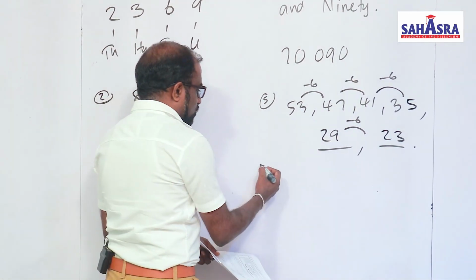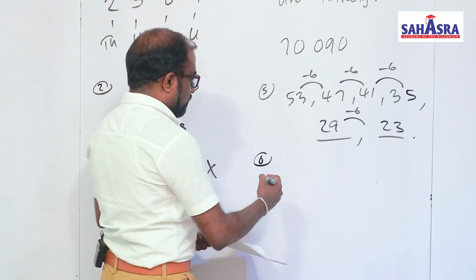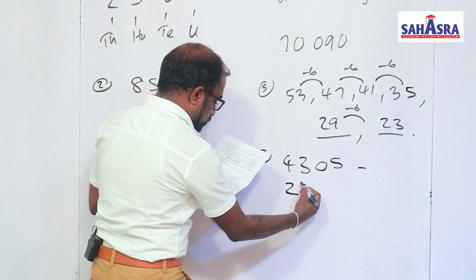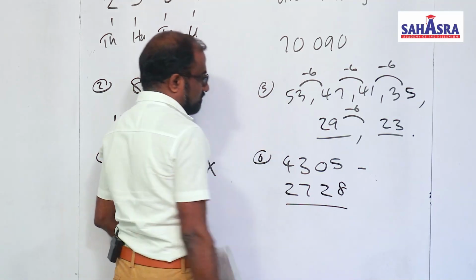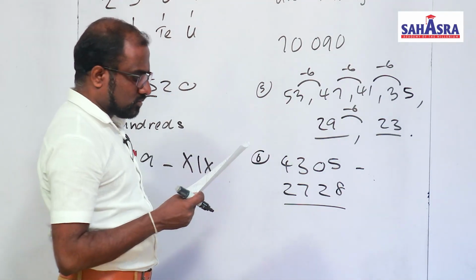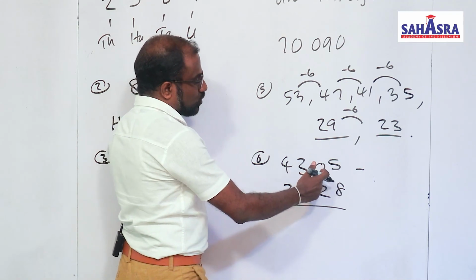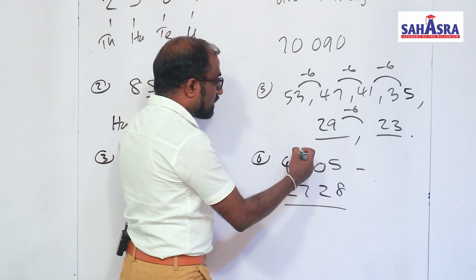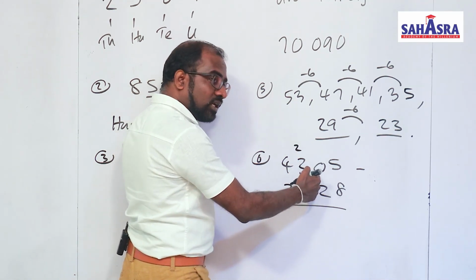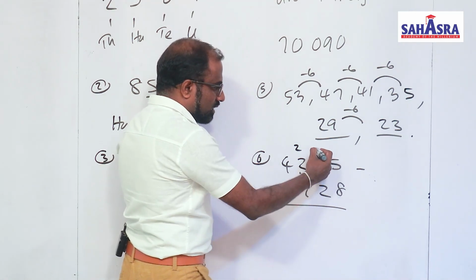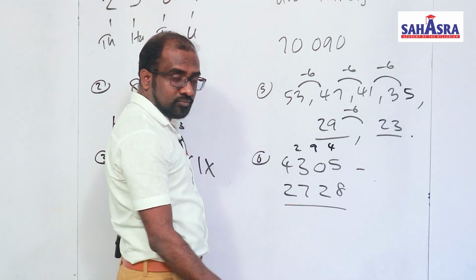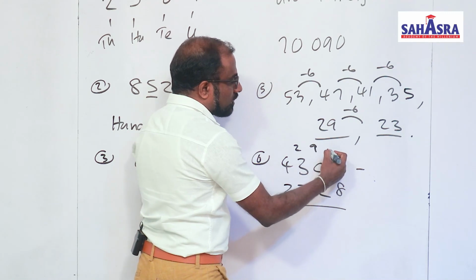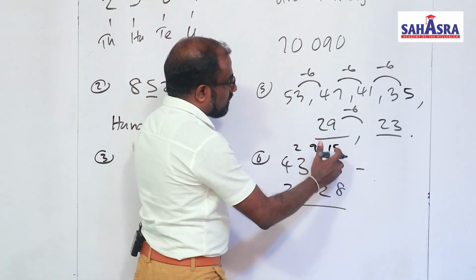6th question is easy. You are asked to subtract this number, 4,305. You have to subtract 2,728. So, how can you subtract this one, children? You cannot subtract 8 from 5. So, you come here. Here also you have 0. So, you borrow 1 from here. Then 3 becomes 2. You take 1 here. Then you get 10. From that 10 you give to the other side. 10 becomes 9 and here you have 5. 5 becomes 15.